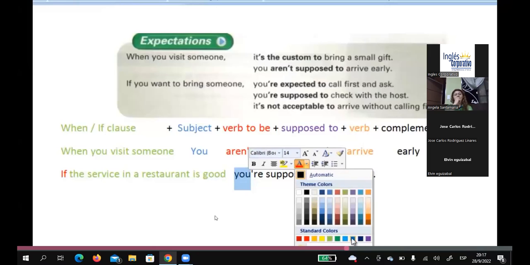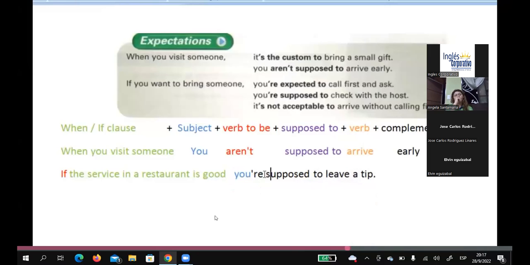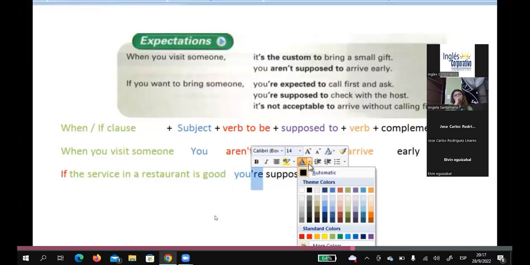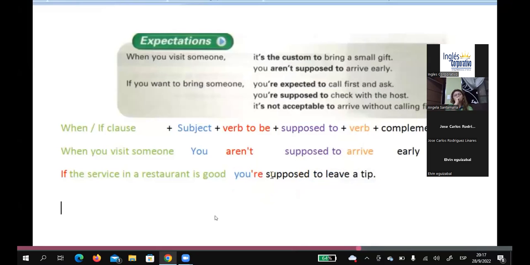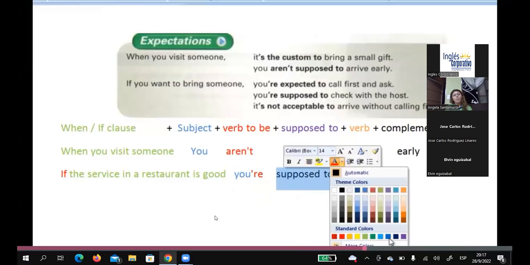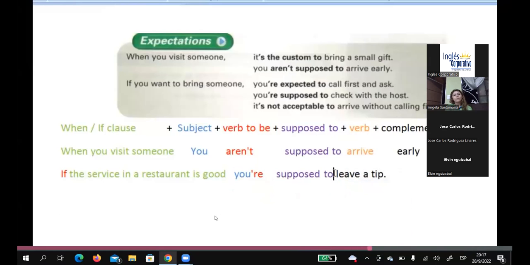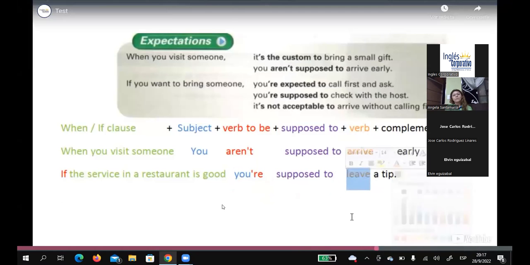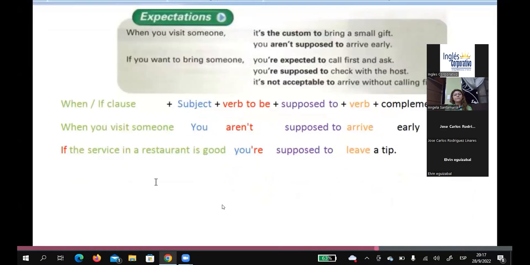So in that particular case, what you see there is that I'm using a contraction, right? So that's the subject and the contraction of that verb. And then we use supposed to, okay? And I'm going to go ahead and color that in the appropriate color, the one that I chose. And then it follows the verb, right? And then whatever complement that you want to choose. So this is my opinion and the opinion of many people. If the service in a restaurant is good, you're supposed to leave a tip. Again, this varies among different cultures, and in some cultures it's not the custom to leave any tip whatsoever, right?